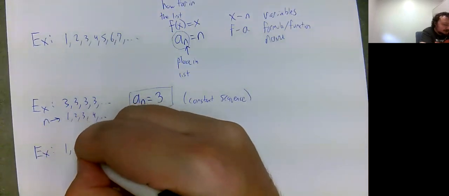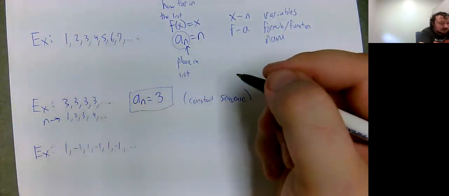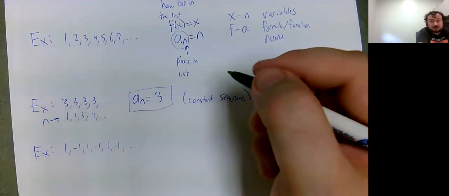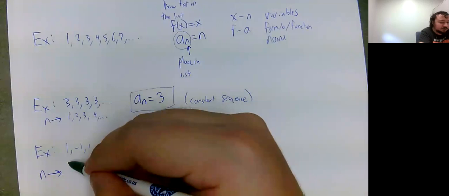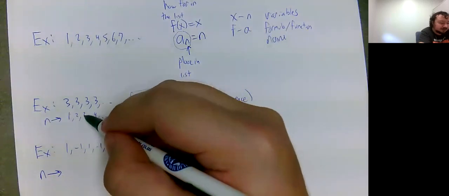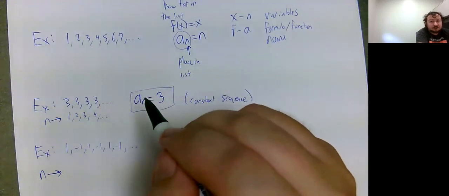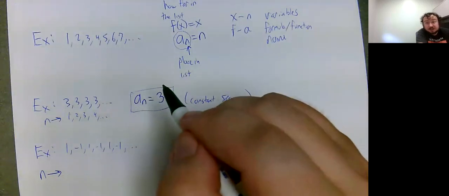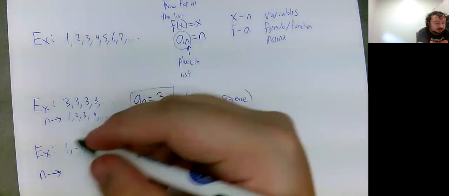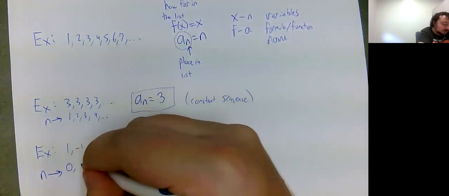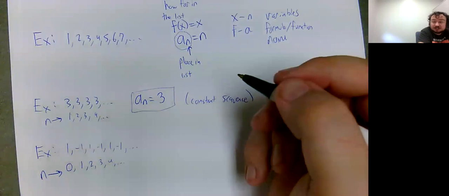The next one was 1, -1, 1, -1, 1, -1, and so on. Now, this time I'm going to do something a little bit different. Normally you might expect this will be the first place in the list, this will be the second, this will be the third. But as we're going to see in future classes, it's often convenient or even necessary to start our sequences at 0 instead. So this would be the 0th term, this would be the first one, this would be the second, the third, the fourth, etc.